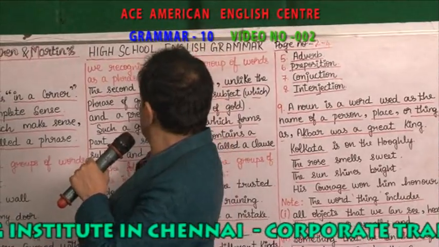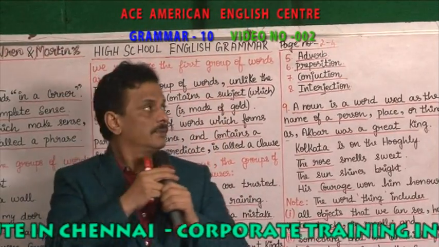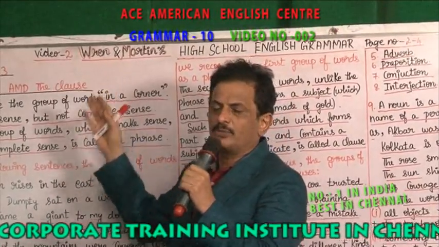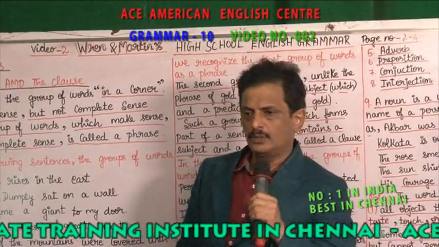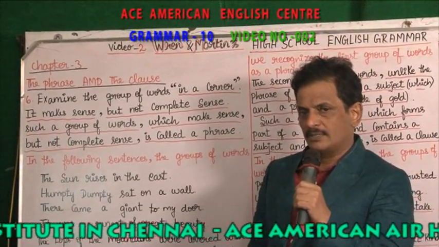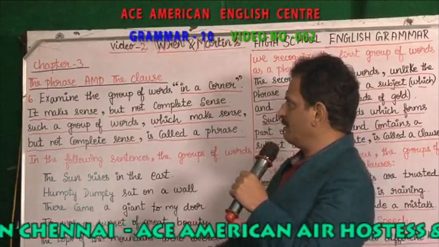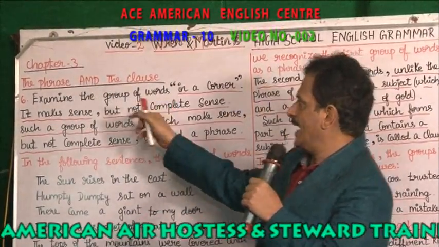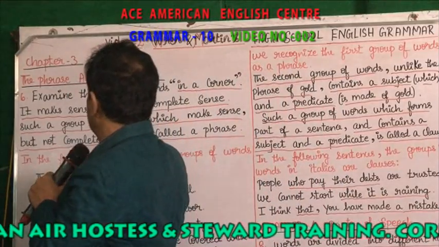Dad's High School English Grammar Book. Renan Martin is the author. We have come to video number 2. Earlier, we have seen the sentences. Now we have come to Chapter 3, the phrase and the clause.